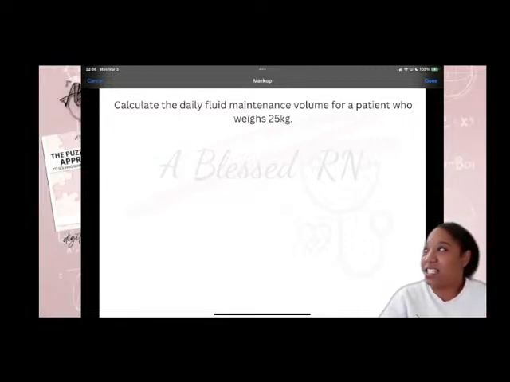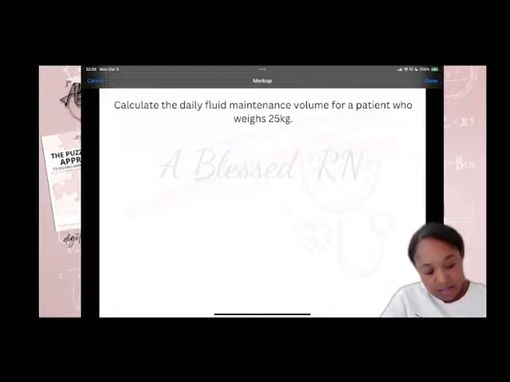So let's see. We'll do it again, okay? I'll show you how to do 18 kgs. All right, this one's 25. Remember, it's three different formulas, and they're all kind of broken down in tens. So 10, 10, and then the rest.